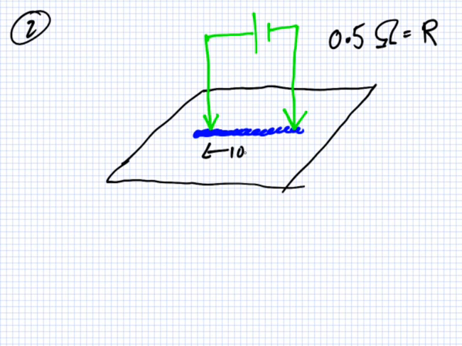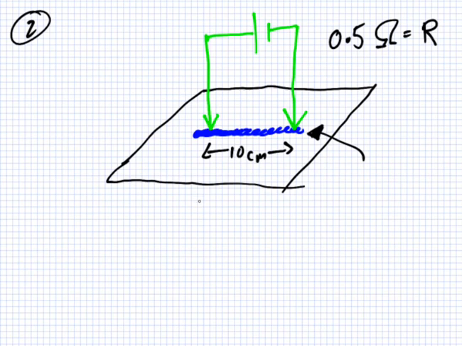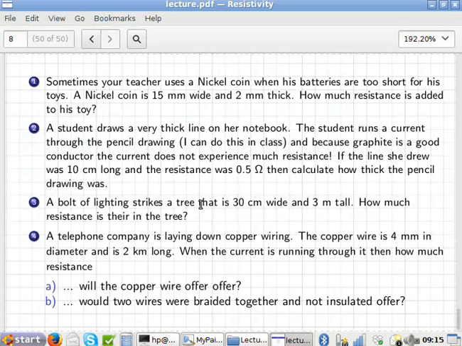Did anyone else get that? KJ, what did you get? The same, was it? 7.91 times 10 to the minus 7 ohms. Did you get that, Amanda? What was the mistake? Pi. You forgot pi? Okay.